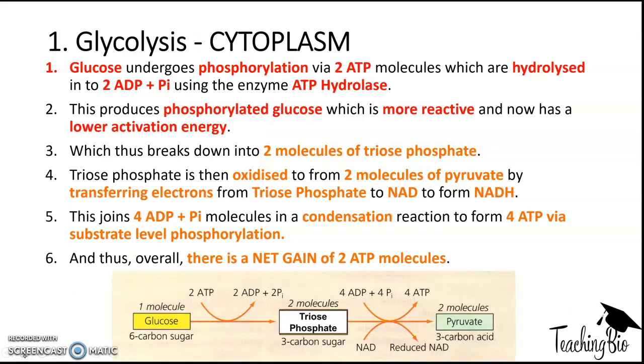So we're going to take a look at the different steps in aerobic respiration, and firstly we're going to start off with glycolysis. The important thing with glycolysis is that glycolysis occurs in the cytoplasm, and they will love to ask this question in exams.